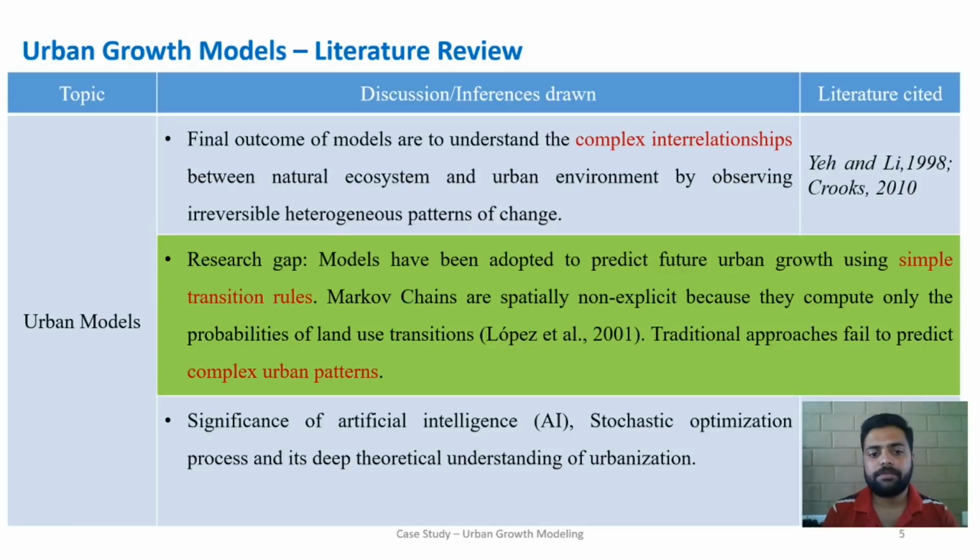The research gap identified is that models have been adopted to predict future urban growth using simple transition rules. That means if today some part of the land is barren land, then we give the rule that barren land can be changed into urban land. That is a very simple transition rule. Markov chains are spatially non-explicit because they compute only the probabilities of land use transitions, and the traditional approach fails to understand and predict complex urban patterns. What we are seeing today is a very complex urban pattern.